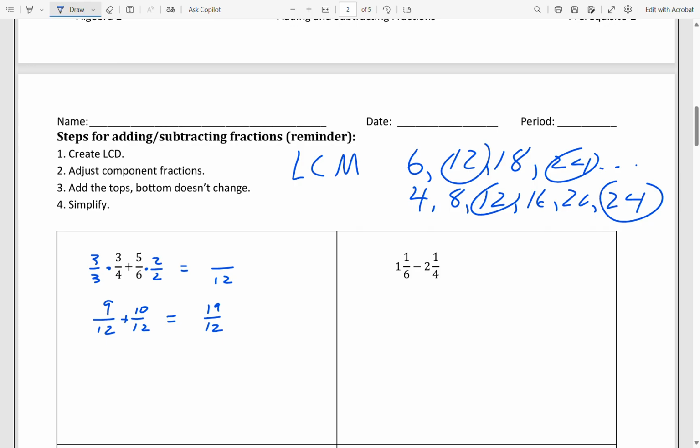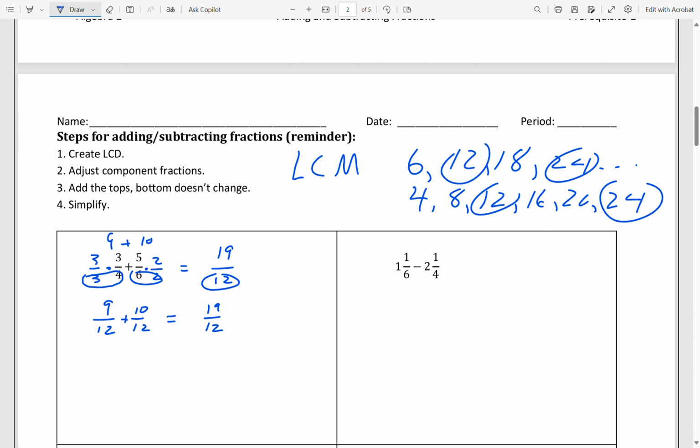Now, if you recognize that this and this are both a 12, and you want to, you can just come up above here and write 9, 3 times 3 is 9, plus 5 times 2 is 10, and then come over here and write 19, and you just save yourself a little bit of writing.